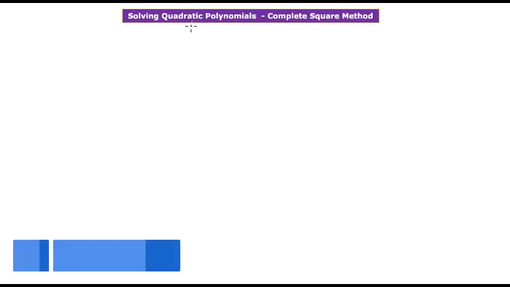So continuing our journey on finding the solution of a quadratic polynomial, today in this lesson we are going to learn how to solve quadratic polynomials using the complete square method. Now in this tutorial we will also be using some standard identities.